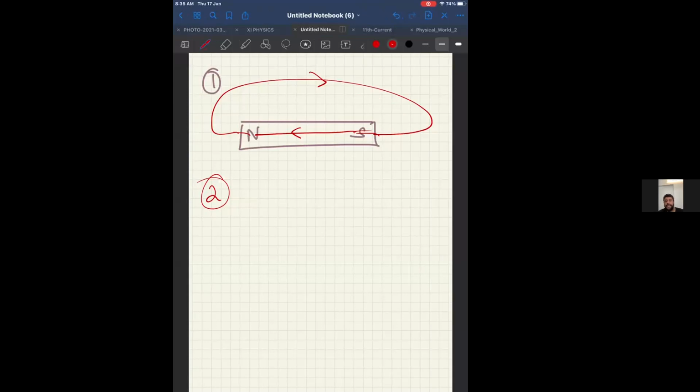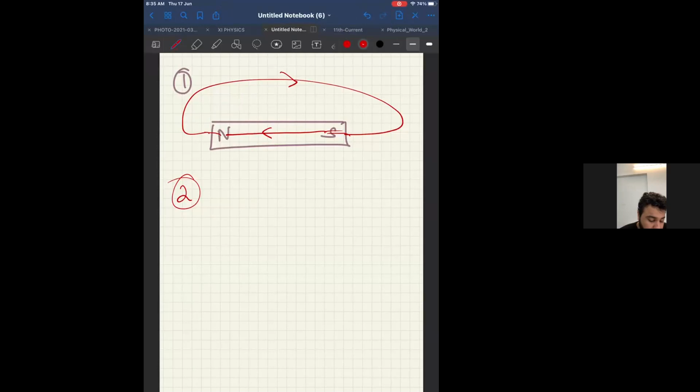Now, option C, if you notice, it is going from North Pole to South Pole even inside the magnet. Check. That means it is wrong. Option C is wrong. And option D is correct. It is going from South Pole to North Pole inside the magnet and from North Pole to South Pole outside the magnet. Therefore, option D is the right option.